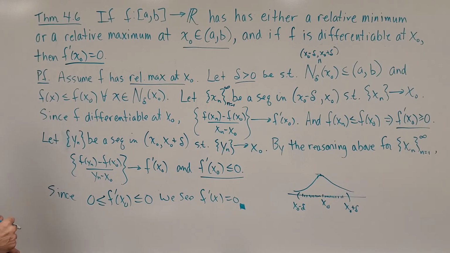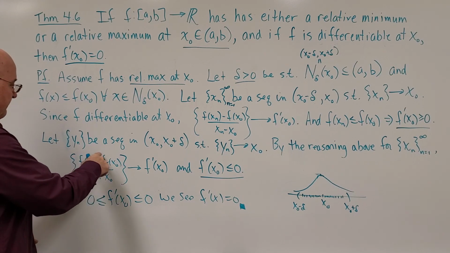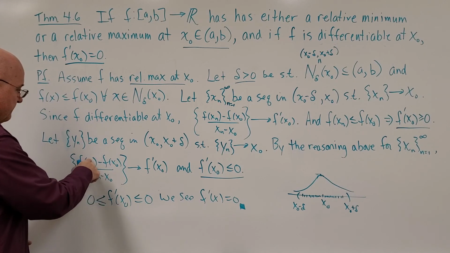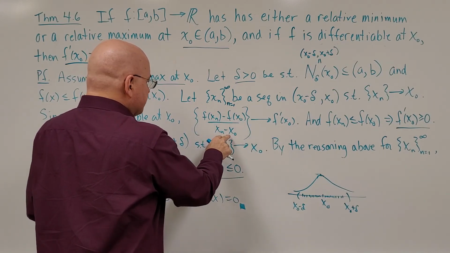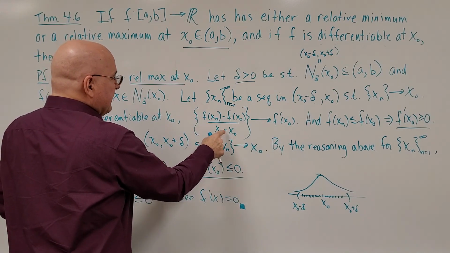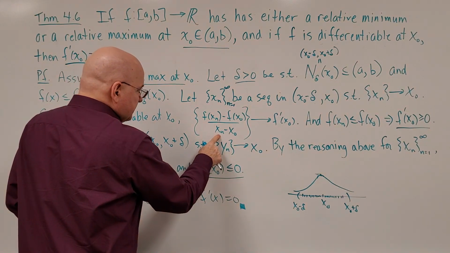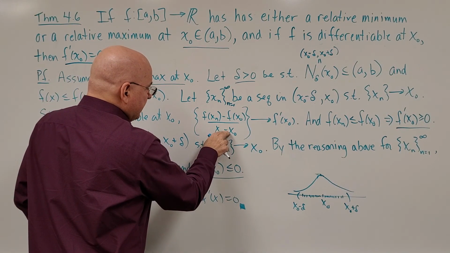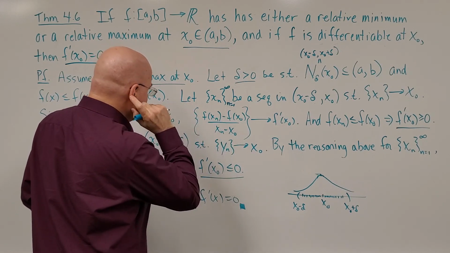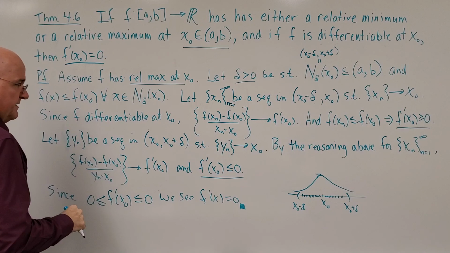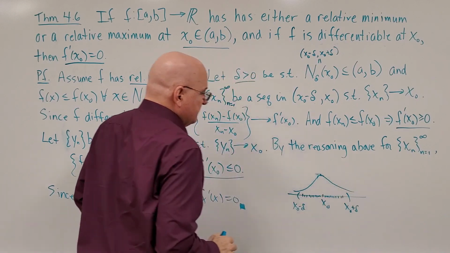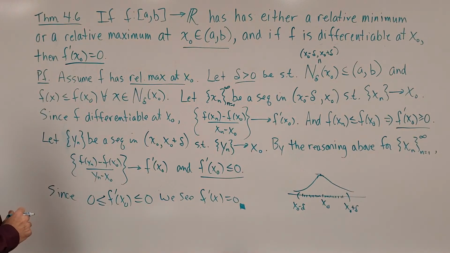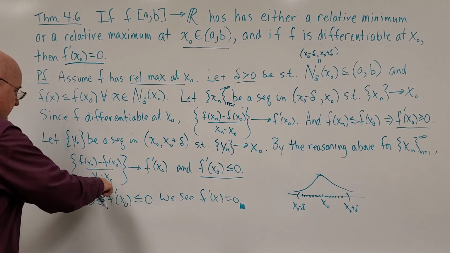I'll leave it to you to convince yourself that this is full of negative terms and this is full of only positive terms. But it's basically because when x n is to the left of x naught, this is a negative number, and so is this, because it's an increasing function. And it's decreasing on the other side. It's increasing up to the relative max. It's decreasing to the right of the relative maximum. And therefore, all of these are going to be negative terms.